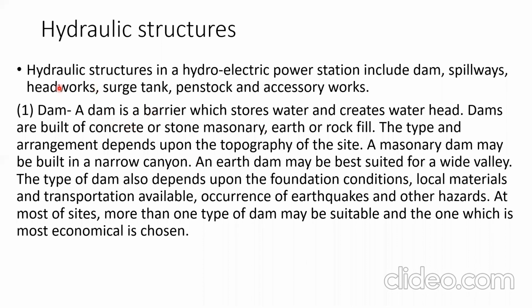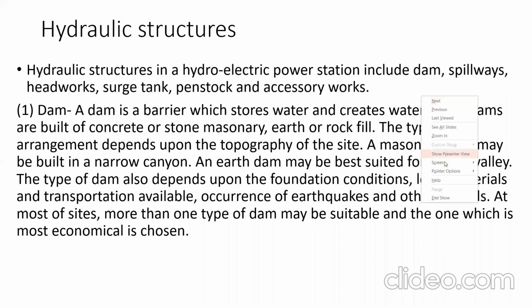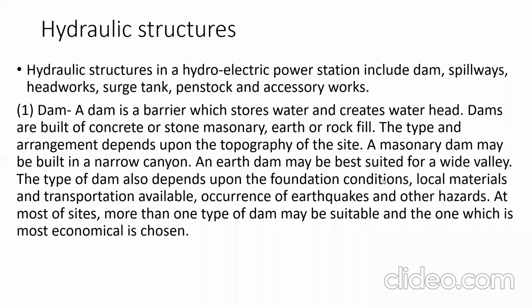The hydraulic structures in a hydroelectric power station include the dam, spillways, headworks, surge tank, penstock, and other accessory works. The main parts are the dam, spillways, headworks, surge tank, and penstock. A dam is nothing but a construction which is constructed as a barrier to store water. Because of the dam, a reservoir will be formed.